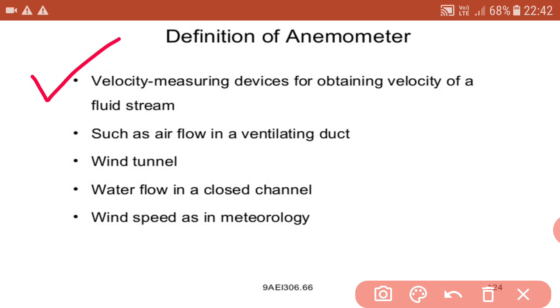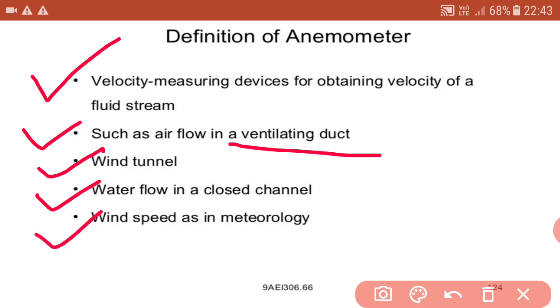Velocity measuring device for obtaining velocity of a fluid stream. So it is nothing but a velocity measuring device, and the velocity of fluid will be measured using this device, such as airflow in a ventilating duct, wind tunnel, then water flow in a closed channel, and wind speed as in meteorology. So these are the typical applications of anemometer.